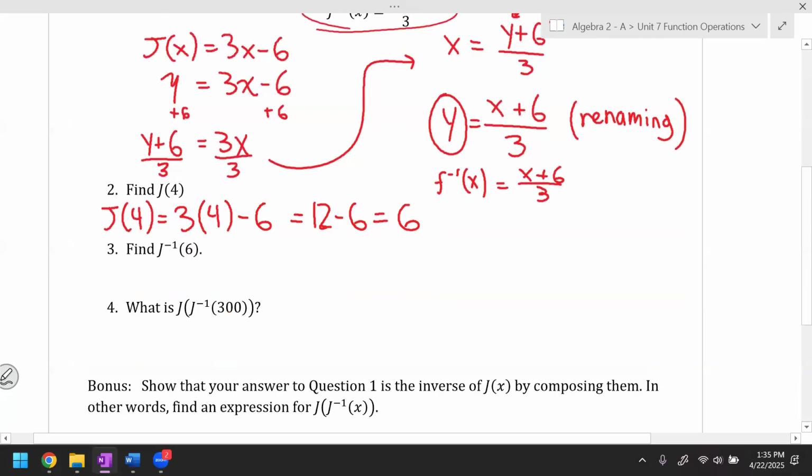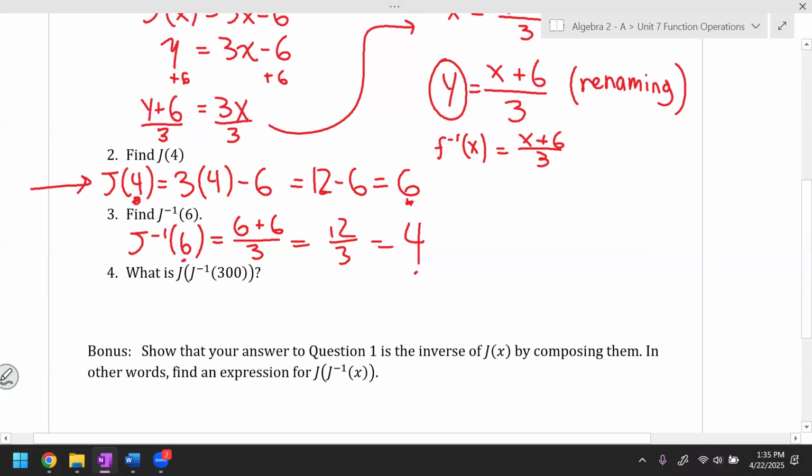So j inverse of 6 is simply 6 plus 6 over 3. And wait a minute, that's just 12 over 3. Well, that's just 4. And hey, wait, that makes sense, right? My function j turned 4 into 6. So it makes sense, it stands to reason that my inverse should turn 6 back into 4, which is exactly what we found.